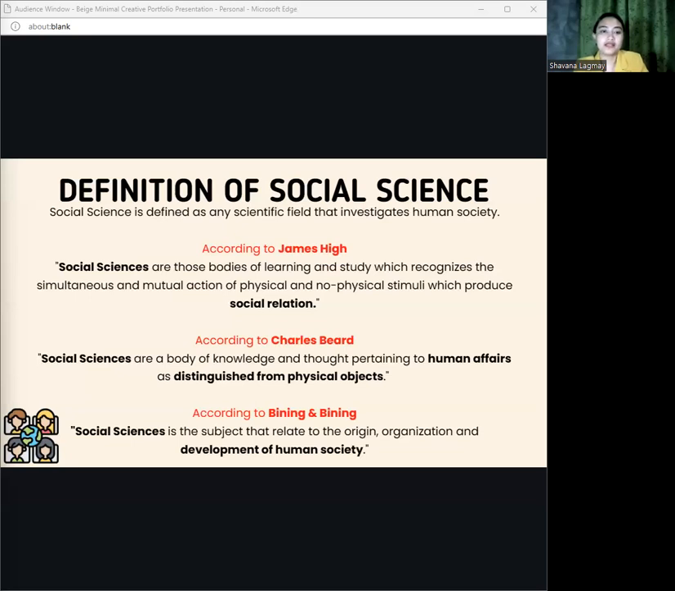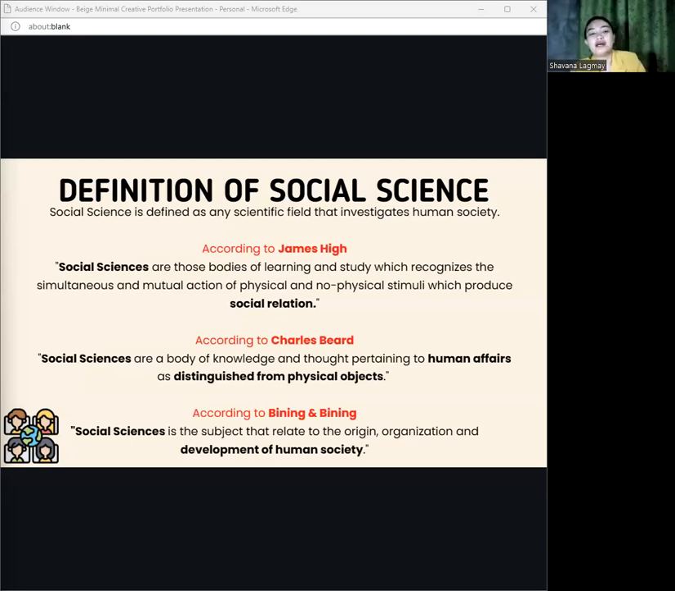Okay. So the third one is Binning and Binning. So according to Binning and Binning, social science is the subject that relates to the origin, organization, and development of human society. So, meaning to say, social science can help us explain how society works and what it means to be human. And as social scientists, we're trying to understand why society is the way it is, why there are rich people, why there are poor people, why we got inequality, and what makes a society flourish. And it also helps us to understand how to improve processes at a societal, community, and individual level.